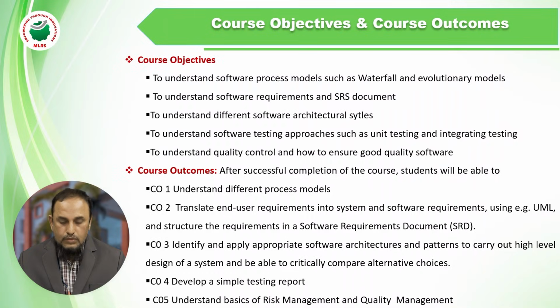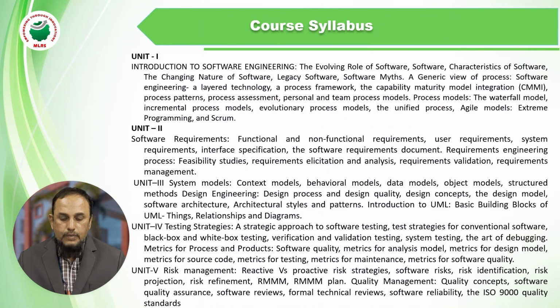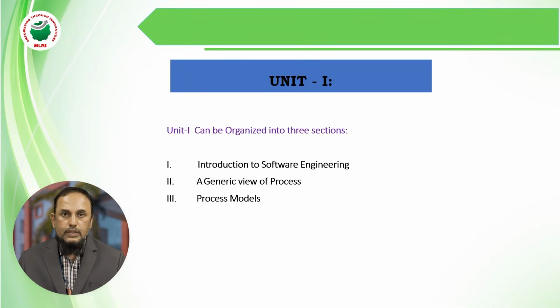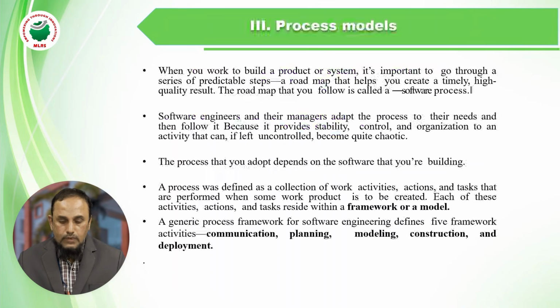This is the course objectives and course outcomes. In the last session, I have already explained all these things, so I'm not going into the details. Directly, I'm going to the first unit. In software engineering, there are 3 parts. The first part deals with the introduction to software engineering, the second is a generic view of the process, and the third is the process model. Today our discussion is the process models.